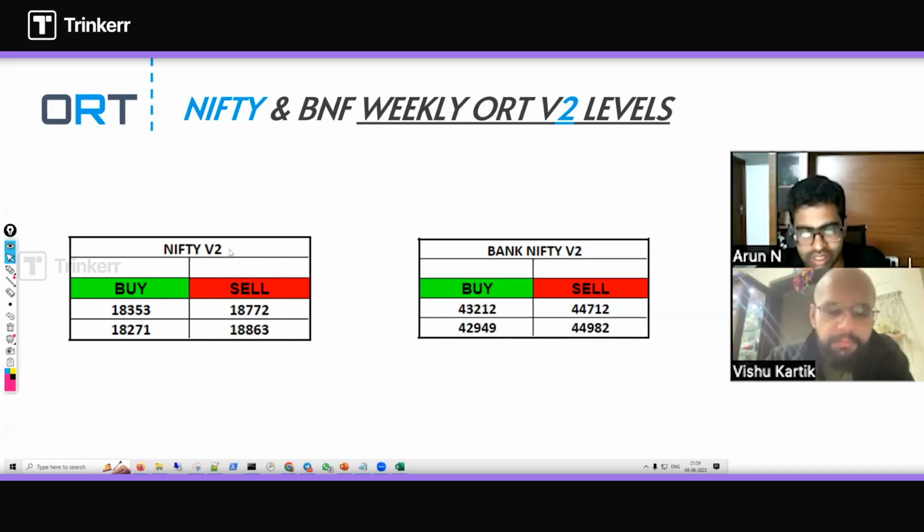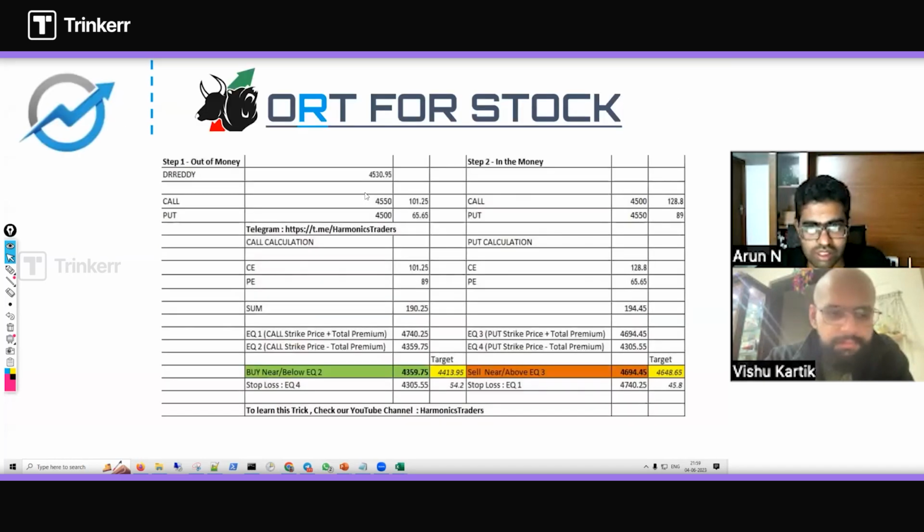But again, the funda is just like the pi second resistance. We did the second support and resistance due to recent days where the VIX is extremely low, and the market is sleeping, and suddenly it wakes up and moves violently. So yes, you can check the V2 levels.